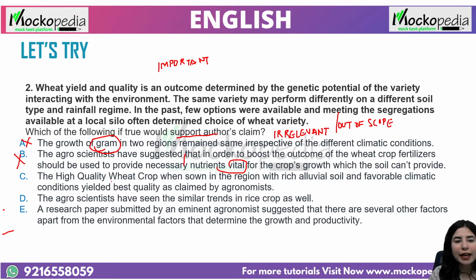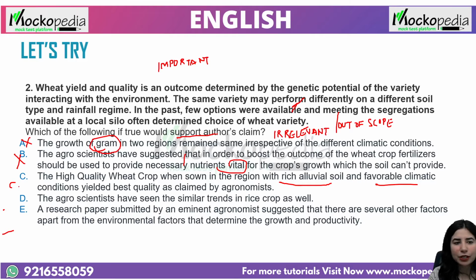Come to C, the high quality wheat crop when sown in the region with rich alluvial soil and favorable climatic conditions yielded best quality as claimed by agronomists. So this is reinstating the point presented in the argument, right? They're saying that other factors are also responsible. What are the other factors? Rich alluvial soil is one factor and favorable climatic conditions is the other factor. So that helps us reinstate the argument, and in a way it is strengthening. So we can keep this, and also this is matching with the predicted answer. So we can keep C.